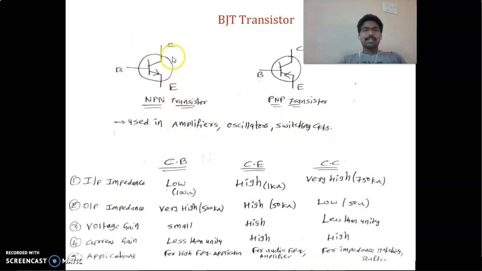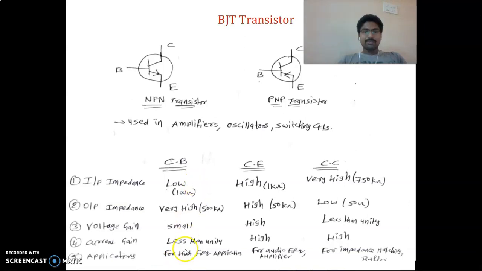This transistor is connected in three important configurations for effective use: common base configuration, common emitter configuration and common collector configuration. The input impedance for common base is low, for common emitter is high, and for common collector is very high. Output impedance is low for common collector, high for common emitter and very high for common base. Voltage gain is unity for common collector, which is useful for buffer applications or impedance matching applications. Current gain is less than unity for CB and high for CE and CC.